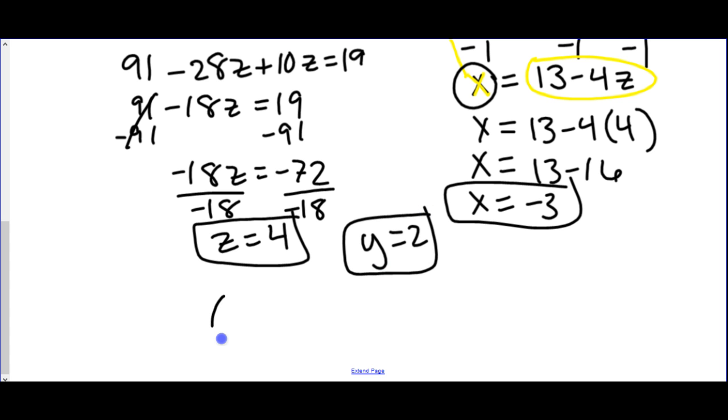Now when we write our answers, we write them as a coordinate in our three-dimensional plane, but our coordinate is still alphabetical, so we still start with the letter x, negative 3, then use the letter y's number, 2, then use the letter z's number, 4. So our absolutely 100% final answer is negative 3, 2, 4.